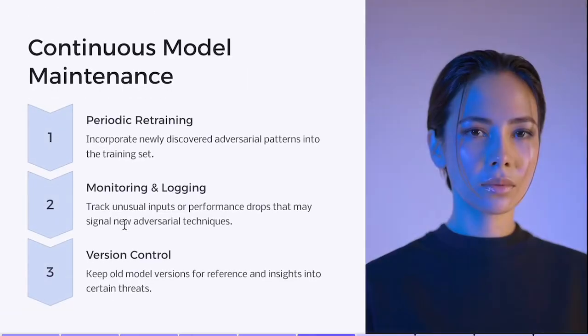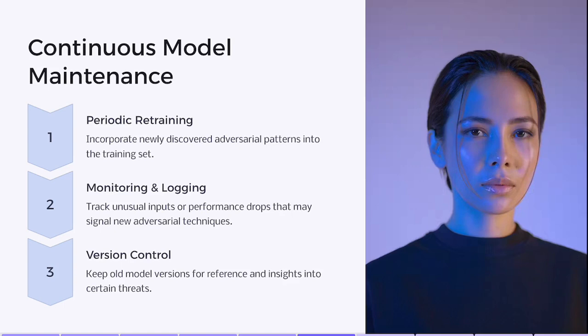Number three, keeping models updated and retrained is a continual necessity. AI models aren't train-once, deploy-forever solutions, especially not when adversaries actively devise new exploits. Continuous updates are essential. Periodic retraining, incorporating newly discovered adversarial patterns or real-world attack data into the training set. Monitoring and logging, to track unusual inputs or performance drops. They may signal new adversarial techniques.